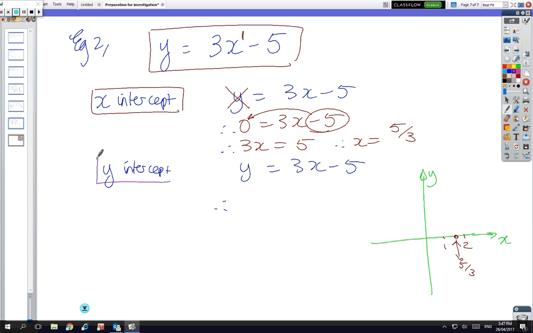So for the y-intercept, x equals 0, and so you get y equals minus 5. 1, 2, 3, 4, 5. And then just join them up in a straight line. You need a ruler for this task, and there's your straight line. Okay, and I think that's it.